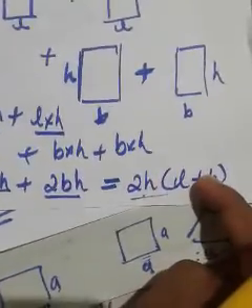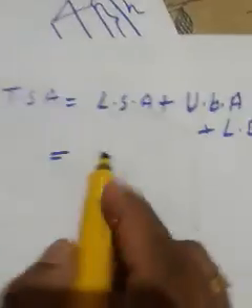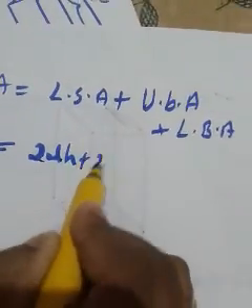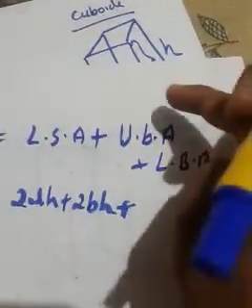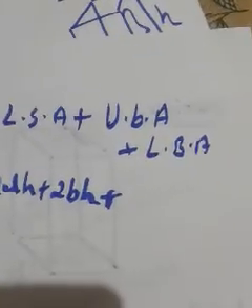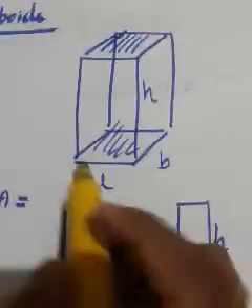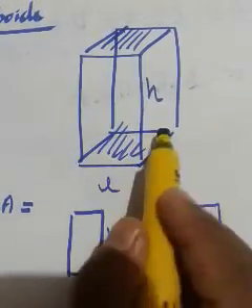That is the 2H outside, but 2LH plus 2BH is the lateral surface area. Why? Because in order to get the total surface area we have to consider the lateral surface area, upper base and lower base. So what is the lower base area? Think about the lower portion. Lower is again a rectangle.